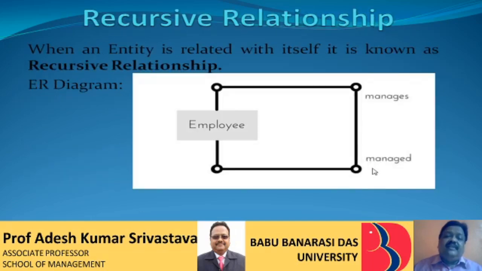Now we come to another type of relationship, that is recursive relationship. When an entity is related with itself, it is known as a recursive relationship. For example, employee manages and is managed by employee. Again, this will go like this and keep on going like this. So this is a recursive relationship which is repeating itself. Employee manages employee and employee is managed by employee. So this is a recursive relationship. Now we come to the third kind of relationship, that is ternary relationship.